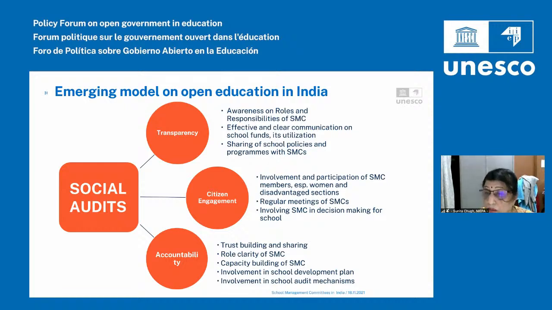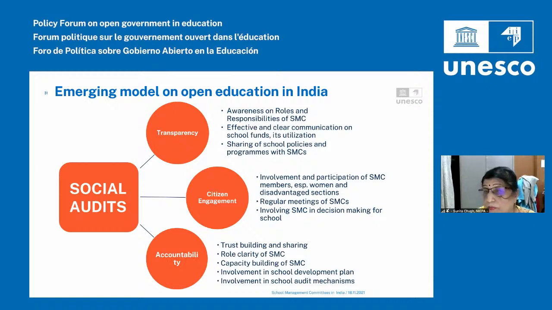Another was the involvement and participation of SMC members in the routine school activities, especially women and disadvantaged sections, and whether the regular meetings of SMCs were taking place. If they are taking place, then only the citizens get engaged. If they are not taking place, then how would they get engaged? So that was one of the important aspects taken into account, along with involving the SMC in decision making for the functioning of the school. That was the third thing under citizen engagement.